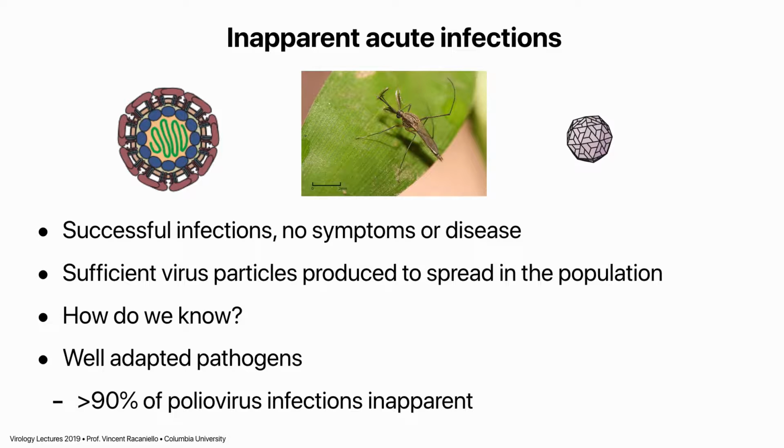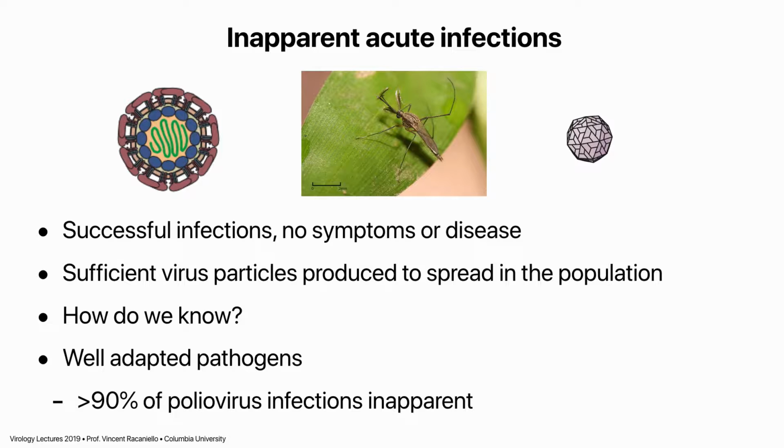When I say these are successful infections, how would we know that someone is infected and shows no symptoms? How can we conclude that they're infected? How can we conclude that they're inapparent infections at all? Does anyone know? Absolutely. You would find antibodies against the virus in the blood.